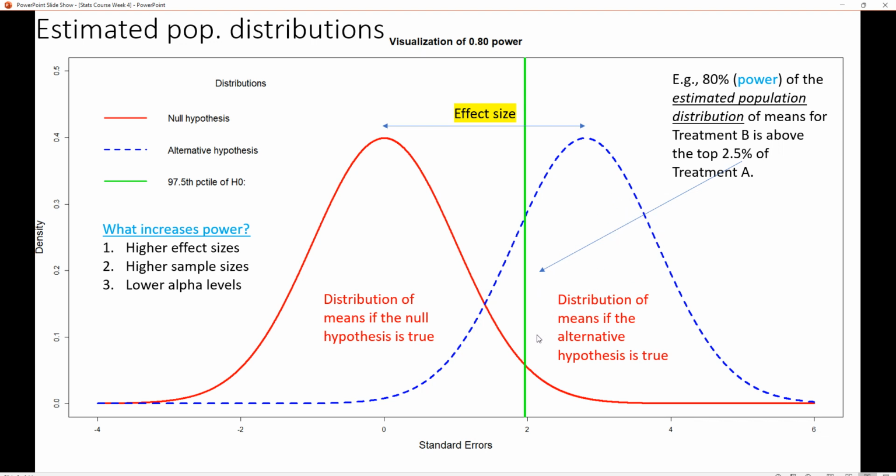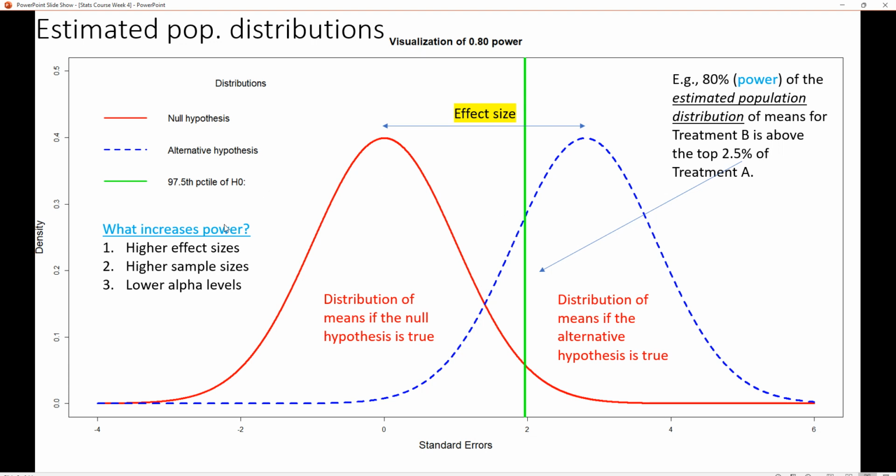So if you do this 100 times, we would expect about 80 of the repeated studies to have values to the right of this green line, and about 20% to the left. So in other words, 80 of the 100 repeated studies would have results similar to what we see in this blue distribution. So that's what power is. It's the likelihood of seeing your study results repeated in the future.